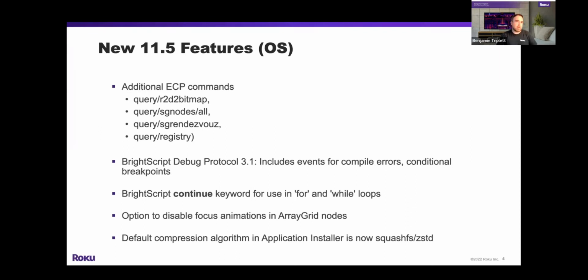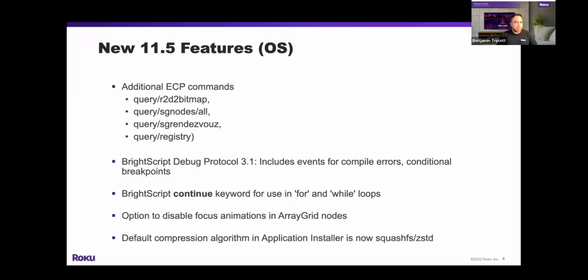SG nodes all, again, was another command that Jeff had mentioned. This actually reports all of the SG nodes that the channel is using. It's a useful metric for gathering various metrics on your channel, specifically around any orphan nodes, memory utilization, and such. And ending it off with the registry, this is a command that allows you to essentially dump the contents of the registry of your channel. So this can be very useful for determining what is stored in registry, what has been overridden, if it has been overridden correctly, another useful debug feature.